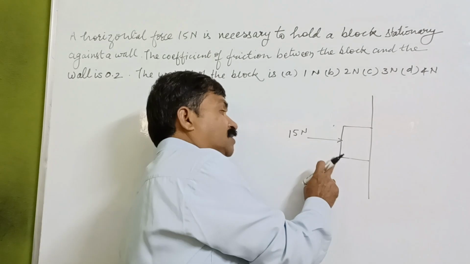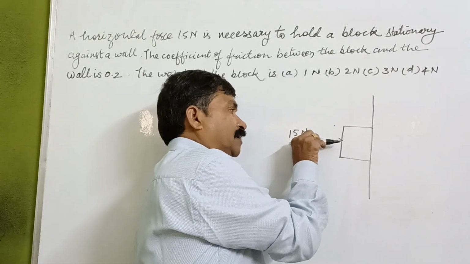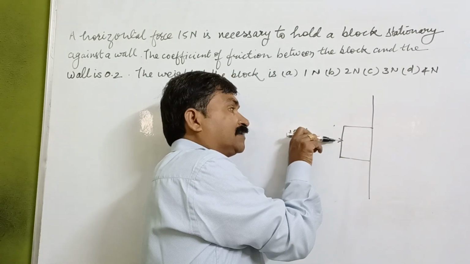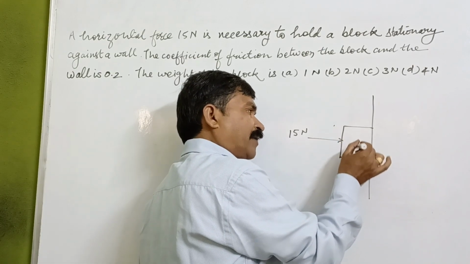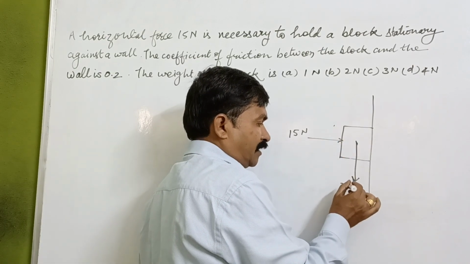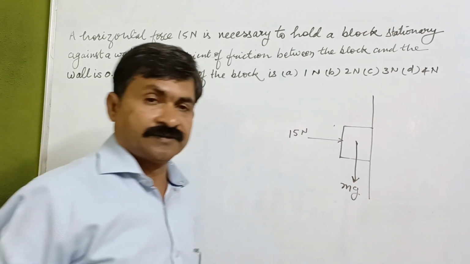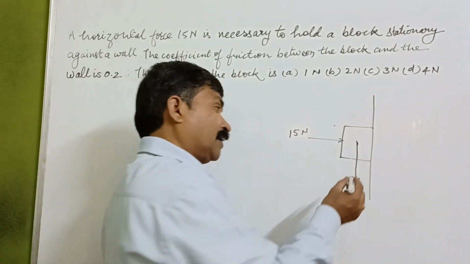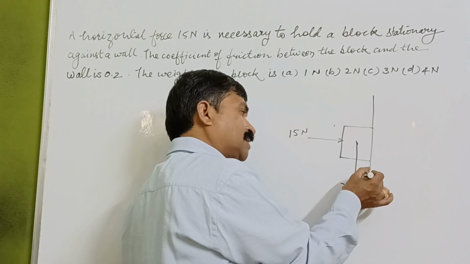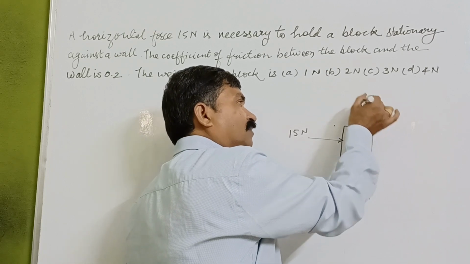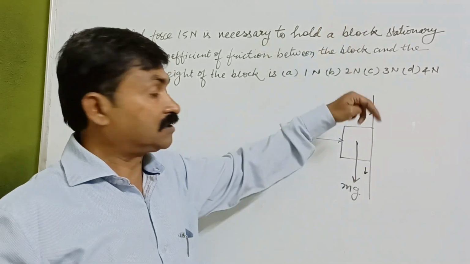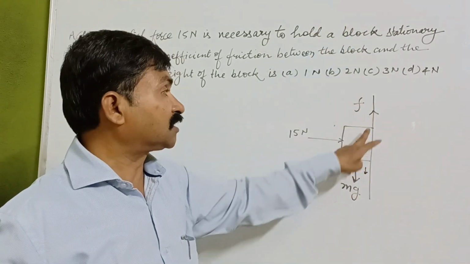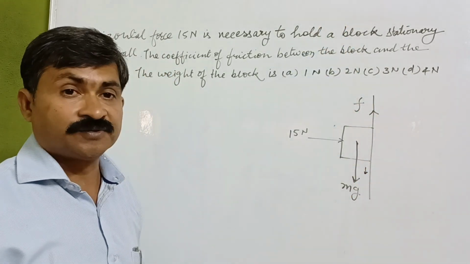Now, if we see this block, a 15 Newton force is applied in this direction. The weight which is acting will be in this direction, mg. And if it would come down in this direction, the force of friction will act in this direction. The direction of the force of friction will be opposite, and F is equal to mg.